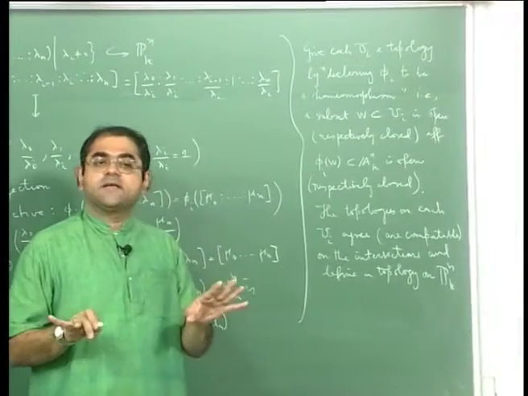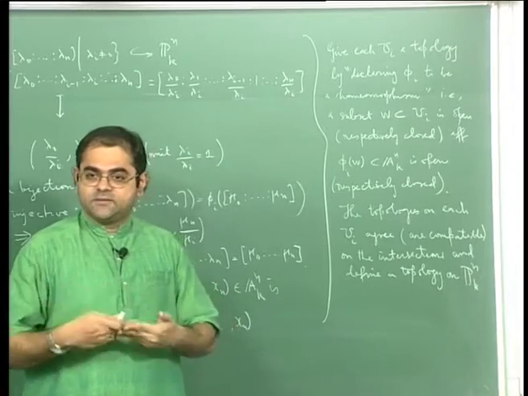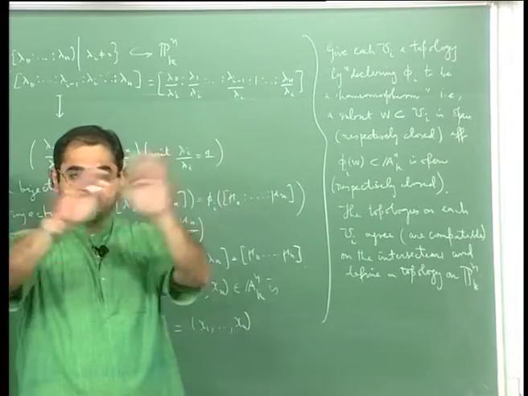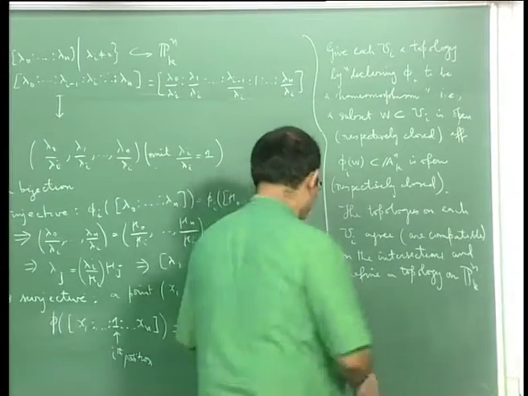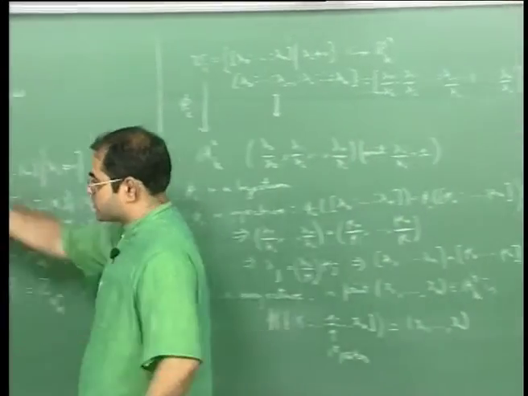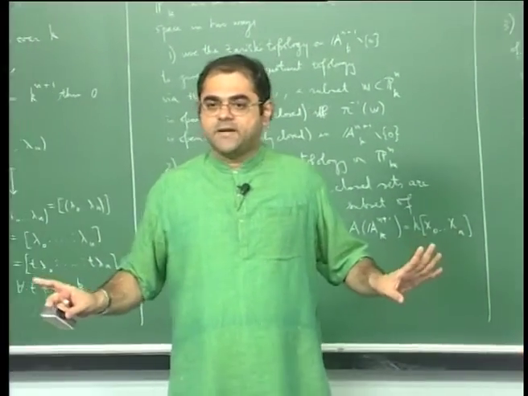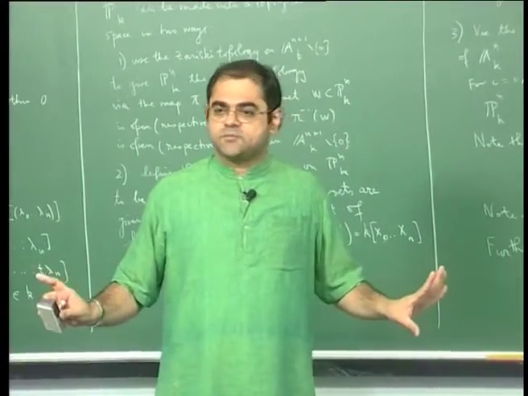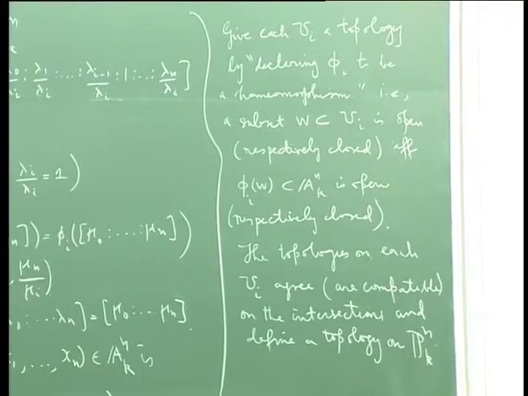Only if you check that, then you are saying that these topologies glue together to give a global topology on the ambient space, which is the full projective space. Okay. And what is the big deal? The big deal is whether you use 1, 2 or 3, the topology you get on projective space is one and the same, and that is the Zariski topology on projective space. Okay. So let me write that down.